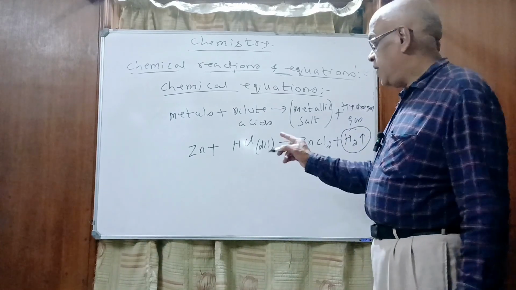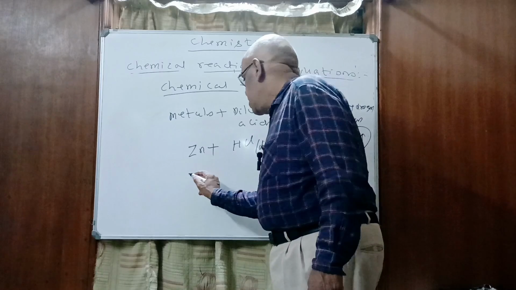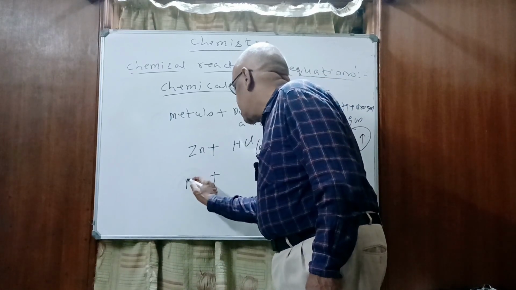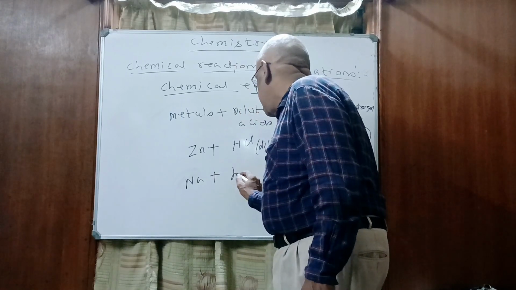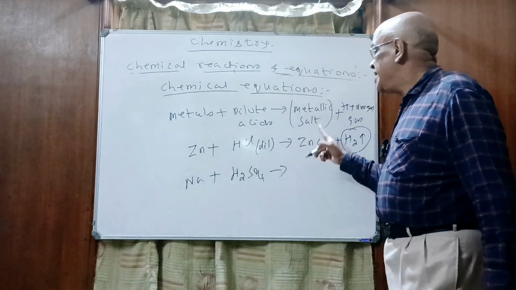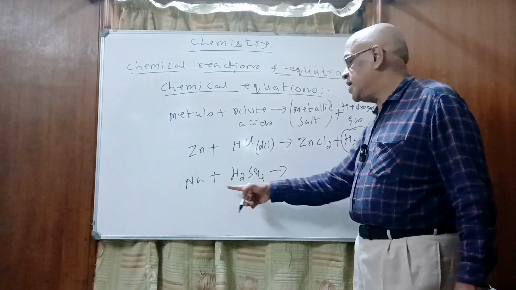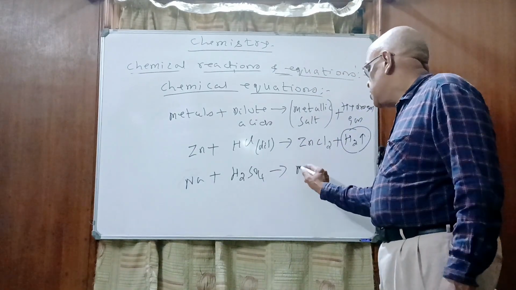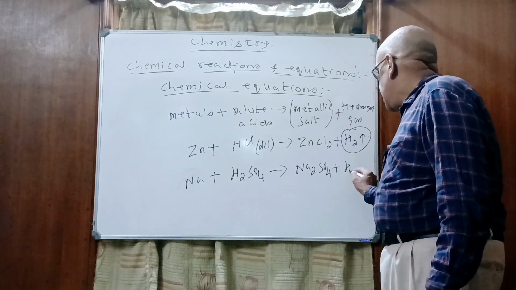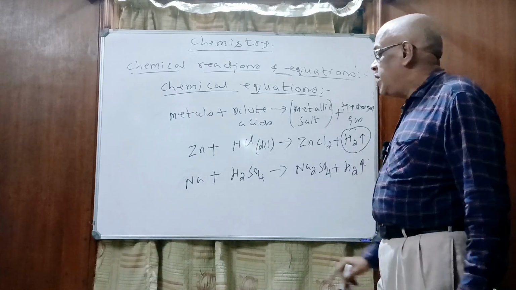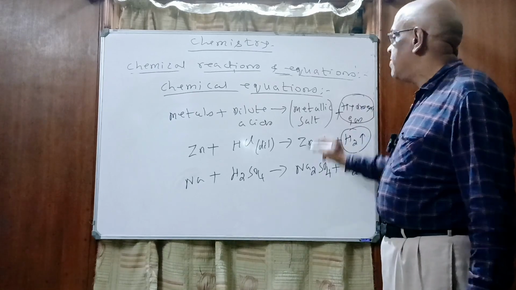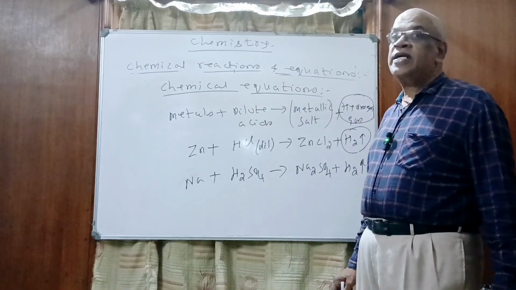Yes or no? For example, in place of zinc you can take any other metal. You need not always take zinc only. Sodium reacts with H2SO4. What is formed? Metallic salt. First I wrote chloride, but not necessarily. When you take sulfuric acid, sodium sulfate is formed, Na2SO4 plus hydrogen gas. When metals react with dilute acids, what is liberated? Hydrogen gas is liberated.